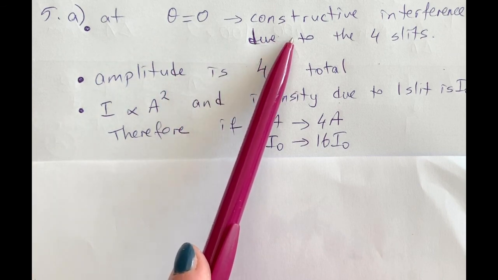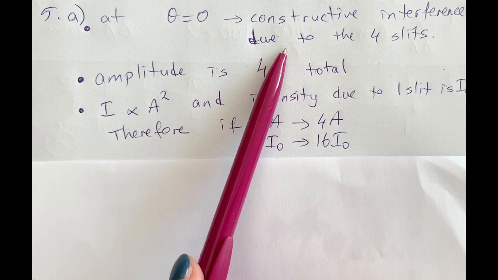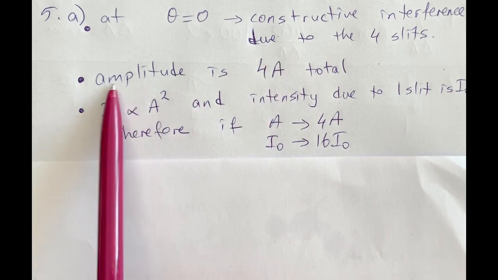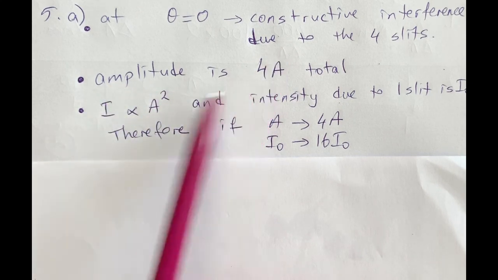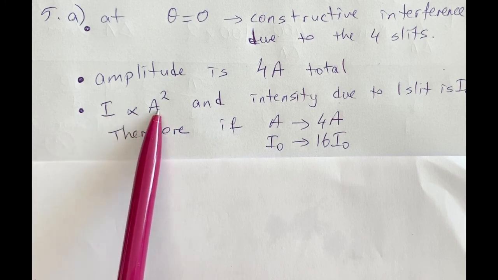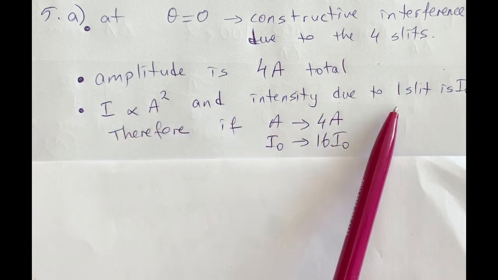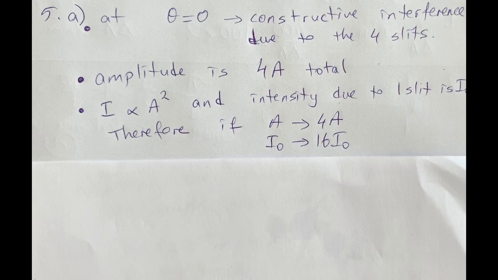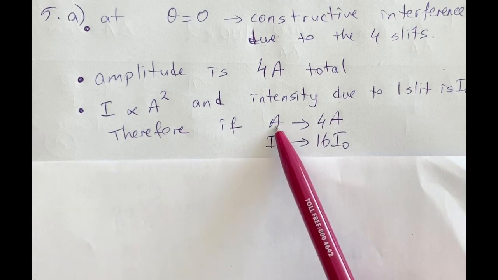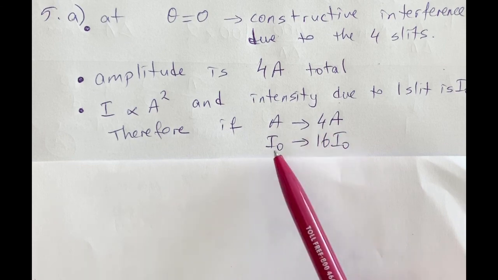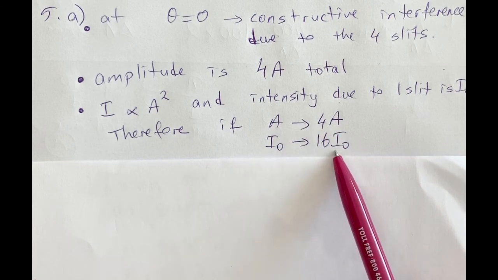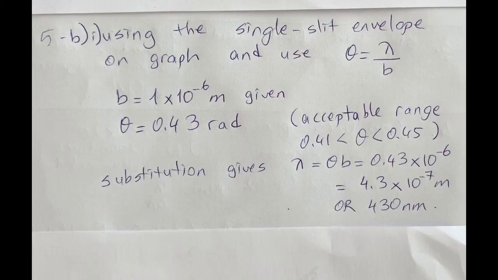And we know that there are 4, which means first we need to say that at 0 degrees, constructive interference due to the 4 slits forms. That gives the total amplitude 4A, and intensity is proportional to the square of amplitude, where intensity of one slit is I0. That means when amplitude becomes 4 times larger, intensity becomes 16 times as large.